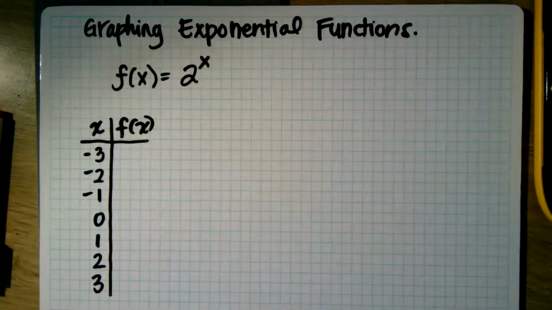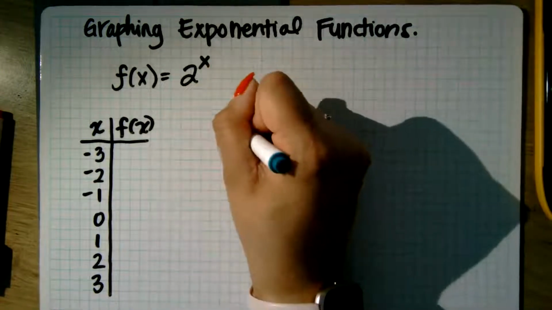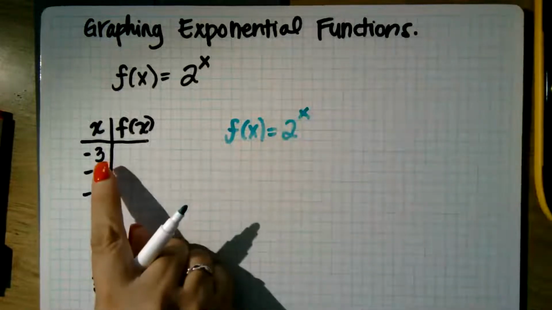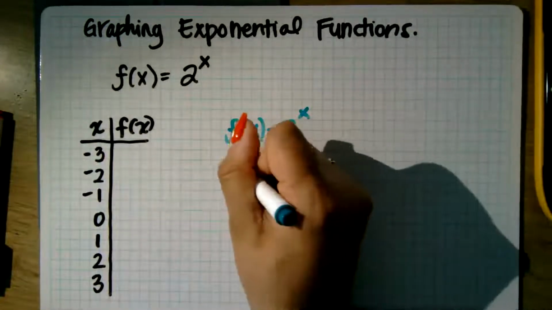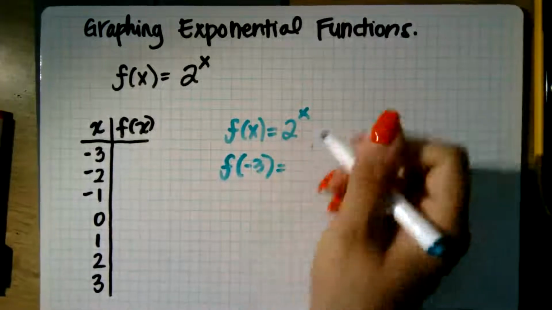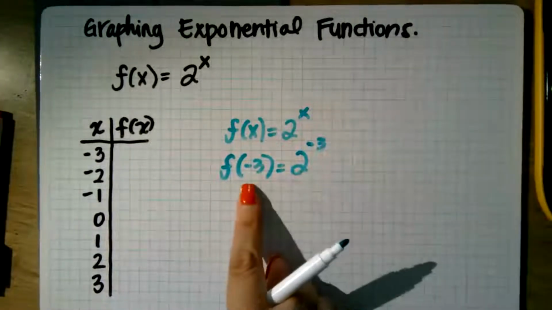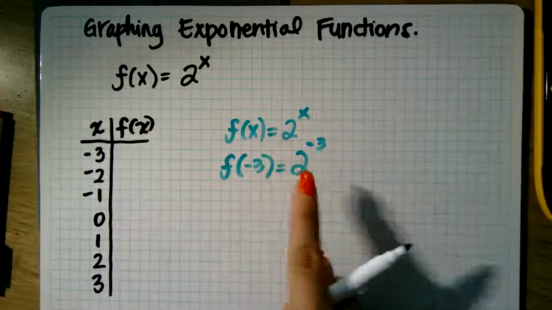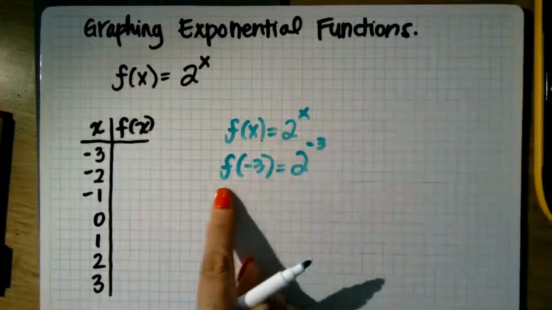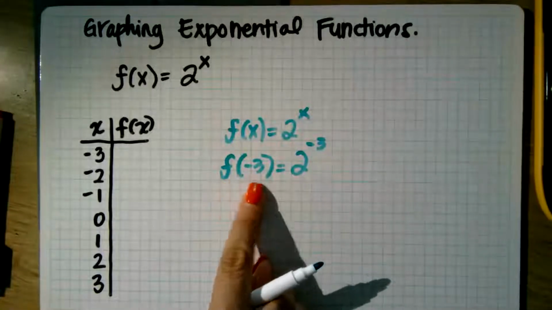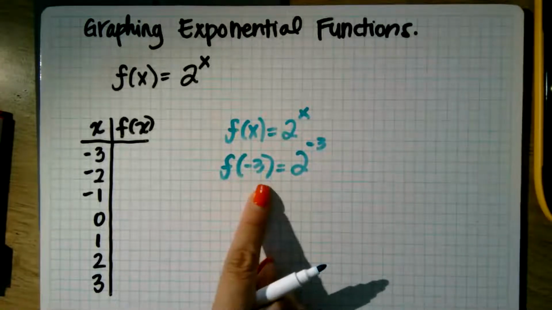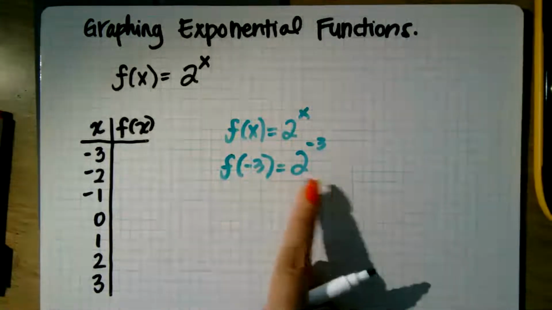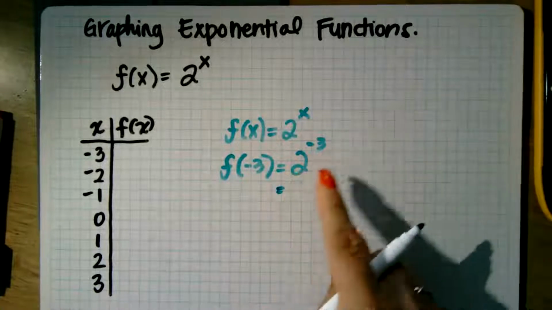So I'm going to start off with f of -3. Here is my function equation. My input is -3, so I'm going to go f of -3 equals 2 to the -3. Notice that I put my input wherever there was an x. Now I'm going to simplify this. This f of -3 is just a label. It's not telling me to multiply f with -3. No, no, no. This is just telling me the output for when the input is -3 is going to be whatever's over here. So I'm only going to simplify this side.